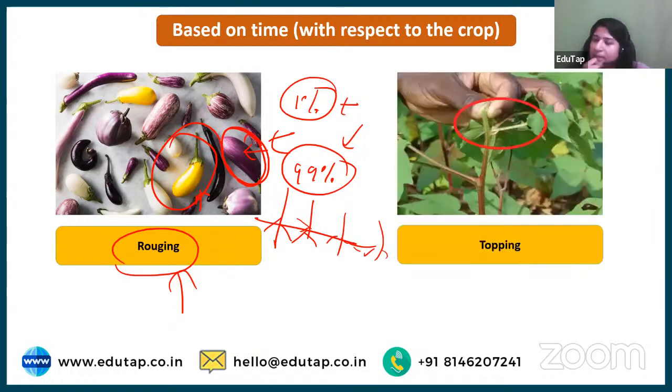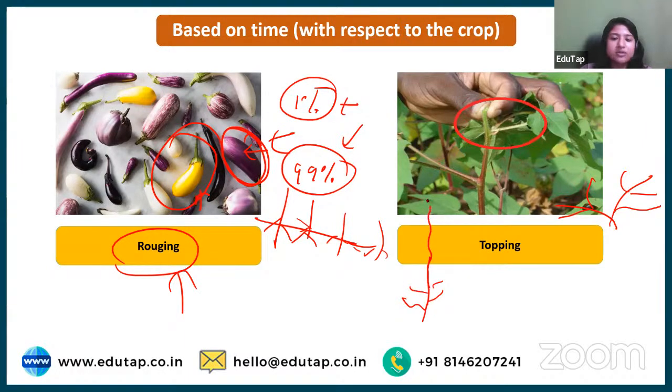Next is the term topping. ठीक है, topping अब ये क्यों की जाती है? देखो, this is specially done in such crops where you require more and more branches. ठीक है, देखो, there is a main branch, ठीक है, and then there are lateral branches. If the main branch keeps on growing, keeps on growing, of course the branches will be lesser, because much of the nutrient will be required for this apical.